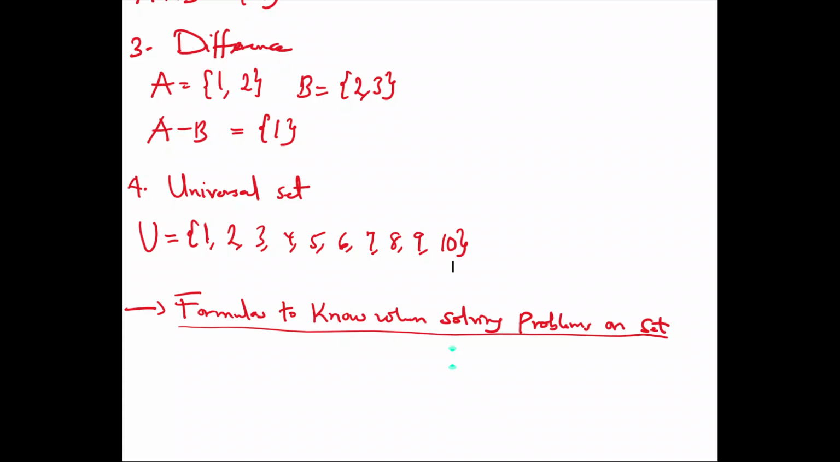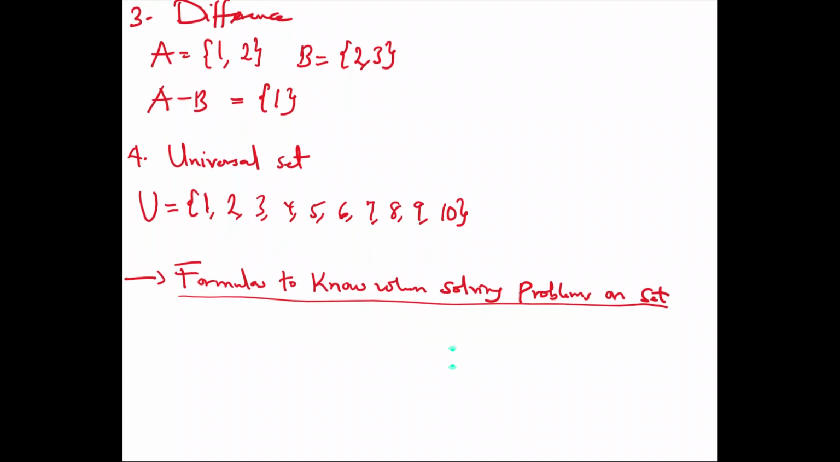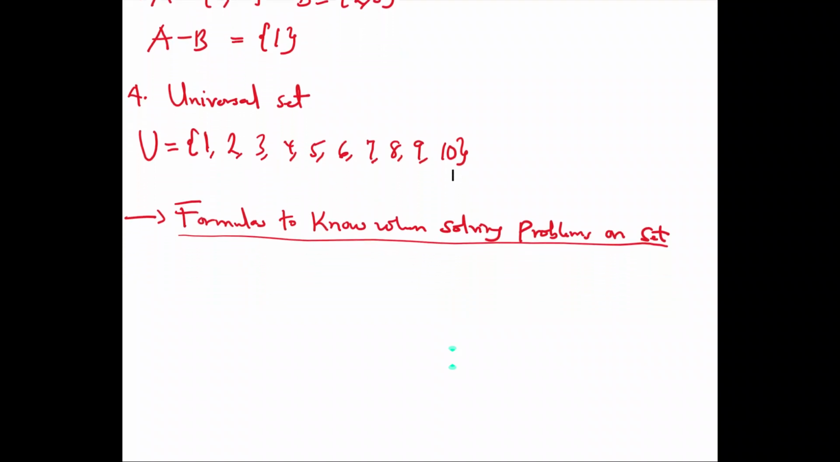Also, there are some formulas you need to know when solving problems on sets. For example, let's say you are dealing with two sets, and we are still going to talk about Venn diagrams. It's not going to be in this video, it's going to be in another video. You are asked to find the number of A union B. This is the formula: n of A plus n of B minus n of A intersection B.